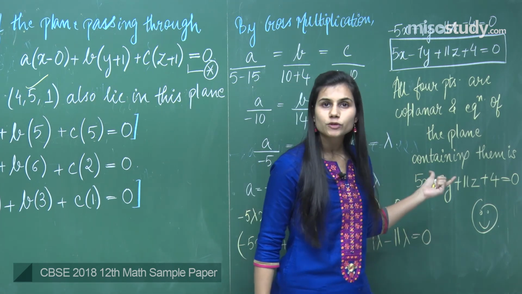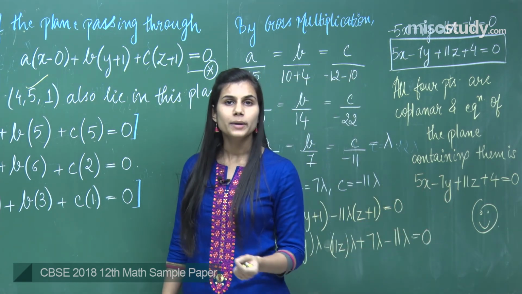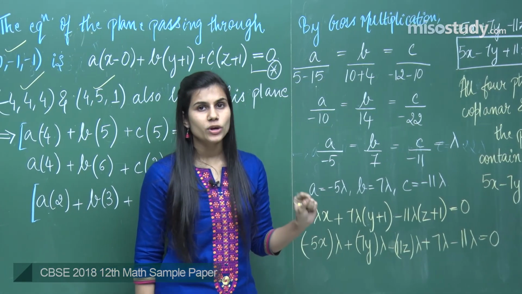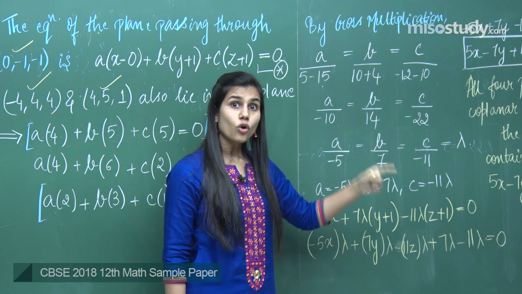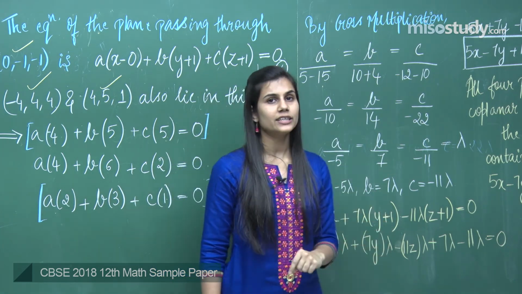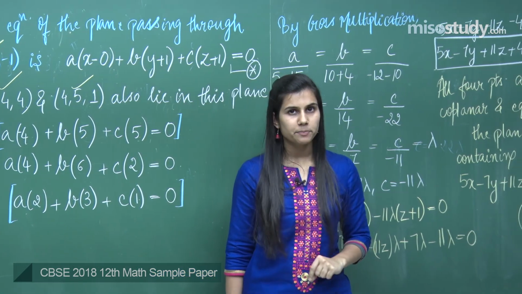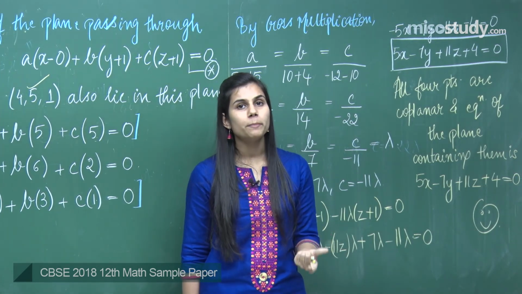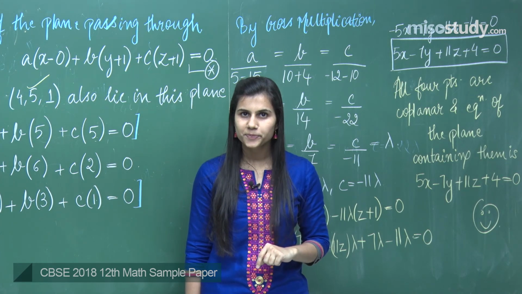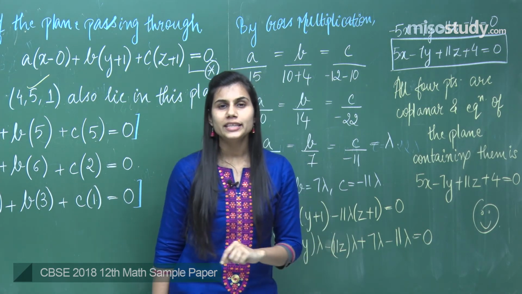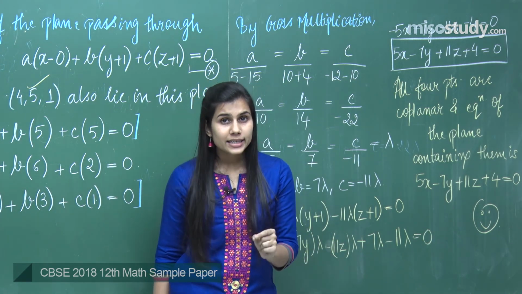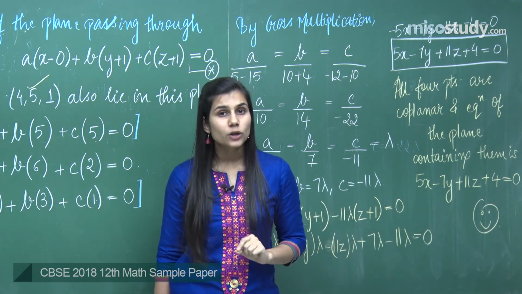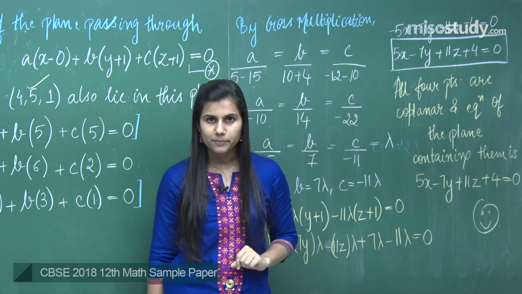This is how you have to deal with questions coming from the plane chapter. 3 points are enough to give you the equation of the plane. The 4th point automatically is going to satisfy that equation and hence lie in that plane, thereby giving you coplanar points and the equation of the plane containing those 4 points. That completes my discussion of the entire paper, in which basically we have practiced some very beautiful questions which are most frequently asked in your papers.